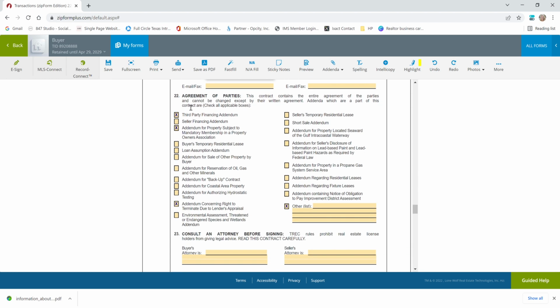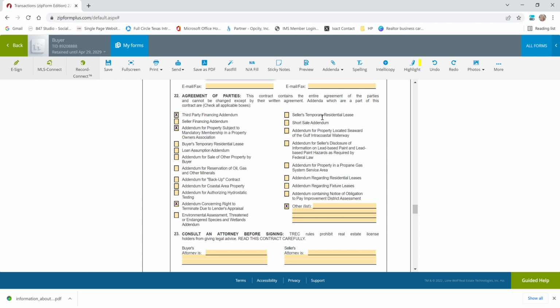Under number 22, this is very important. If you mark any of these boxes, the lender is going to ask you for these addendums because they will need them. Third-party financing, we need that because they are getting a loan. They are in a mandatory HOA, so we need to mark that as well. If there's a sale of another property, we need to mark that. If there is a coastal addendum for coastal area properties, we're going to mark that. Addendum concerning right to terminate due to lender's appraisal. That is really big right now. We are going to mark that.